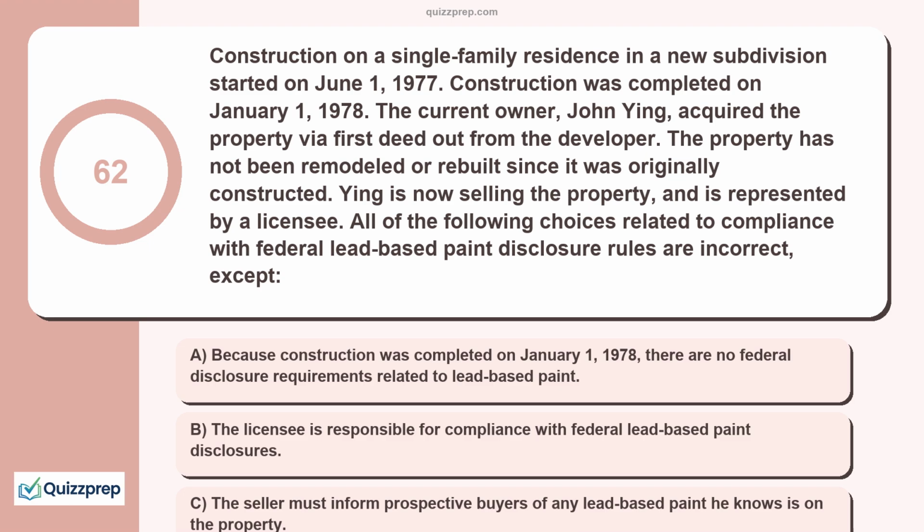All of the following choices related to compliance with federal lead-based paint disclosure rules are incorrect, except because construction was completed on January 1, 1978. There are no federal disclosure requirements related to lead-based paint. The licensee is responsible for compliance with federal lead-based paint disclosures. The seller must inform prospective buyers of any lead-based paint he knows is on the property. The seller is responsible for having the property professionally inspected for lead-based paint.